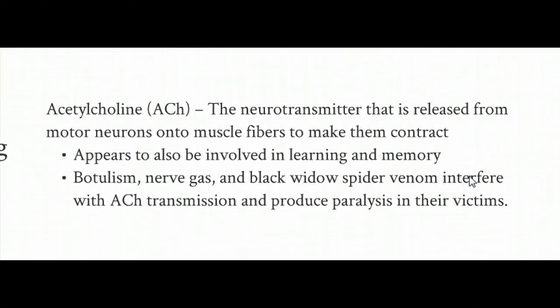Okay, so some specific neurotransmitters now that you know a little bit about how neurotransmitters are recycled and how we classify a neurotransmitter. The first one is acetylcholine. This neurotransmitter is released from motor neurons onto muscle fibers, and it makes them contract. This is one of the very first neurotransmitters that was discovered.